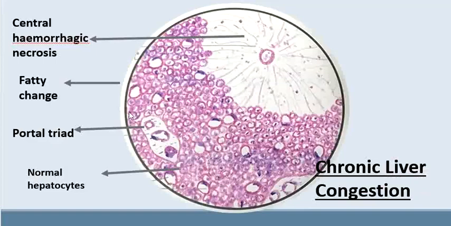Now, this is the diagram which you have to draw in your practical notebooks of chronic liver congestion. Here you can see central hemorrhagic necrosis, fatty change, the portal triad, which consists of the hepatic artery, the portal vein, and the bile duct. The hepatic artery carries the oxygenated blood to the hepatocytes. Portal vein carries blood with nutrients from small intestines. Bile duct carries bile products away from hepatocytes to the larger ducts and gallbladder.